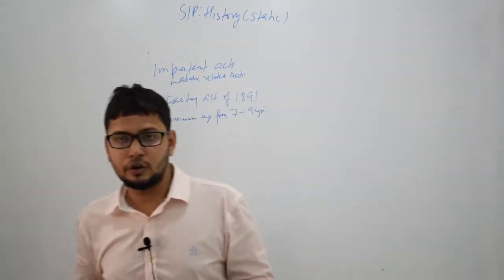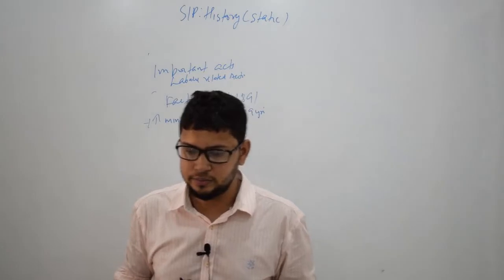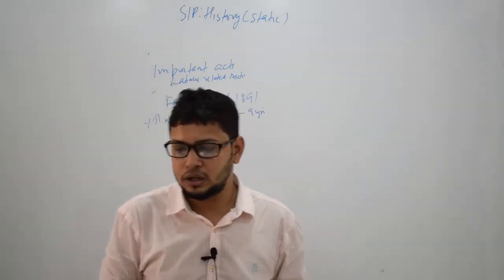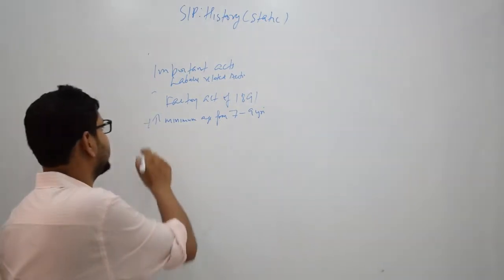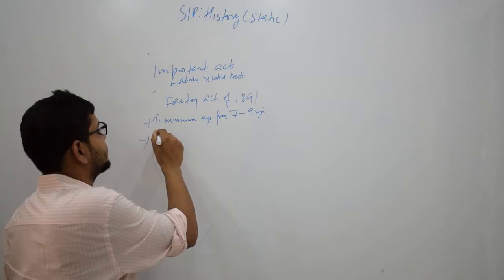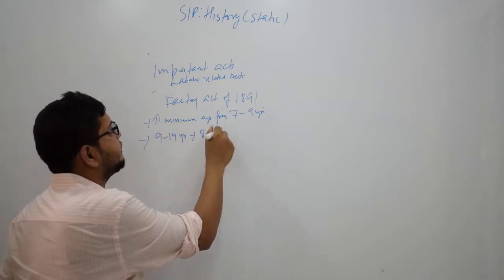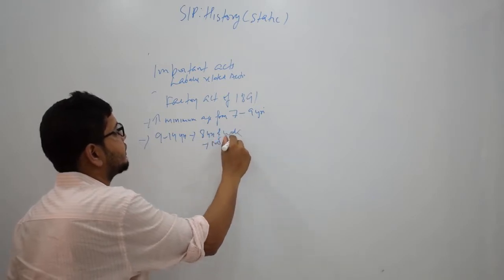Also, for children between 9 to 14 years, the work limit was decided at 8 hours a day, and no work was allowed at night. So for children between 9 to 14 years, a maximum of 8 hours of work every day, and no work at night.